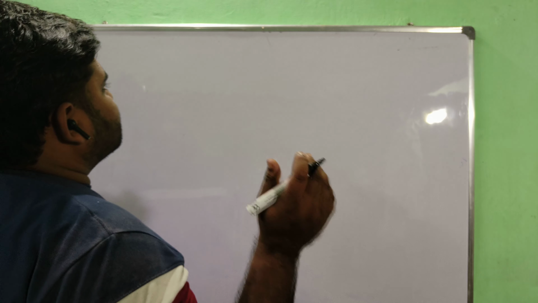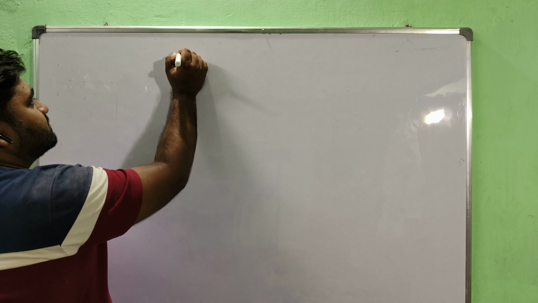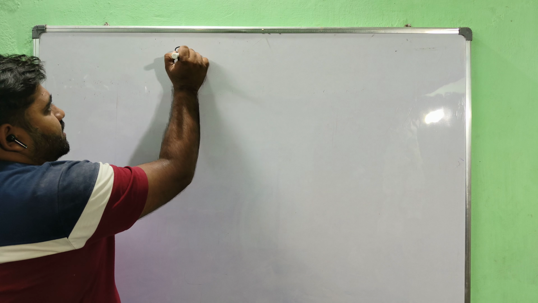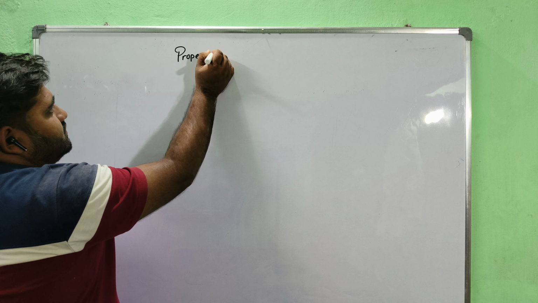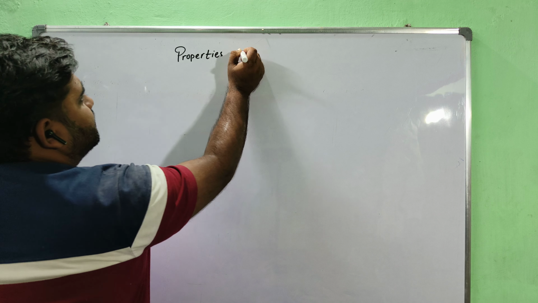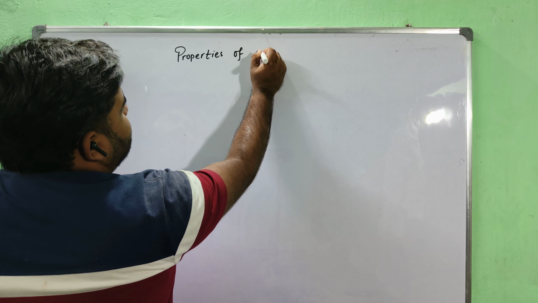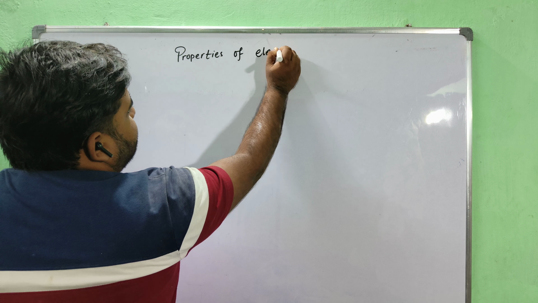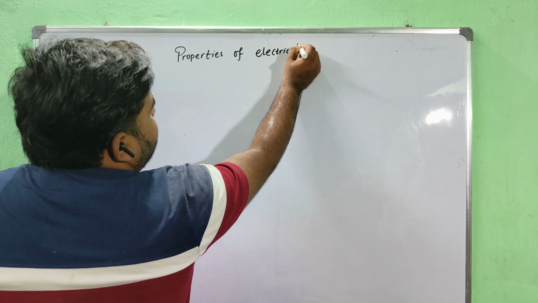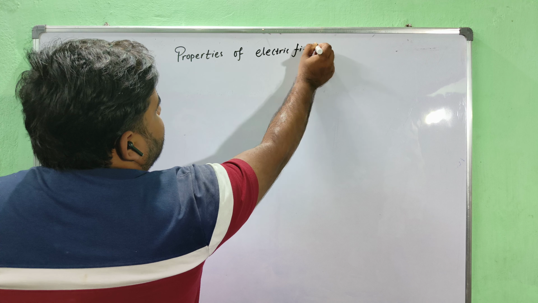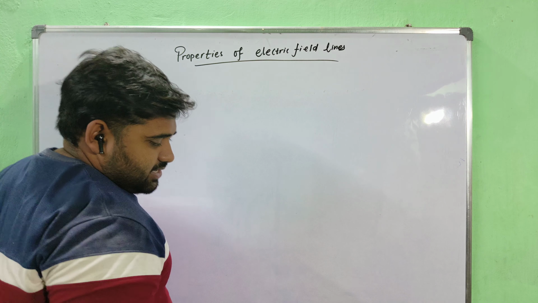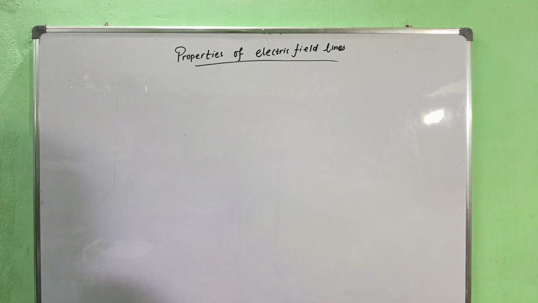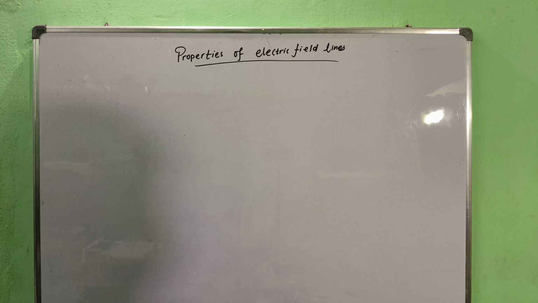So electric field lines, let me write. Sorry, properties of electric field lines. These are very important things. Properties of electric field lines. Let me check if it is covering or not. Yes, it is covering.